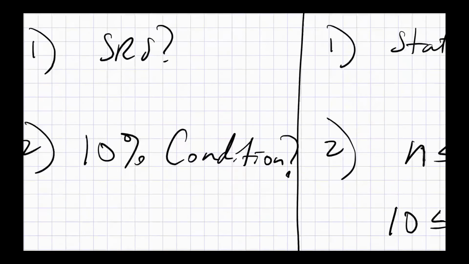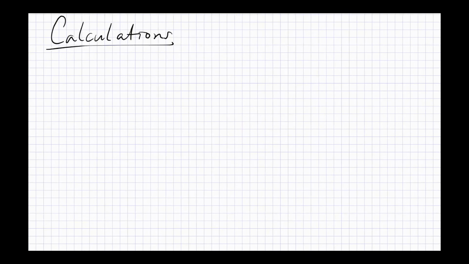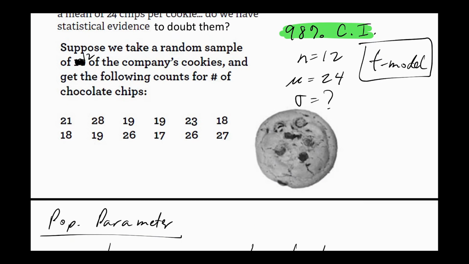Calculator. Don't you have it already in L1, right? So tell me what x bar is going to be. 20.9166. Okay, so we'll say 20.917. Good. So that's something we should have had over here: x bar equals 20.917. And then standard deviation. 3.707.